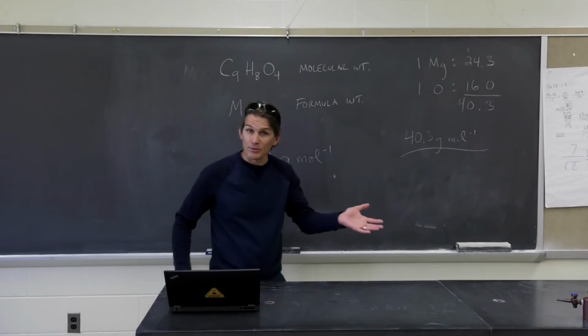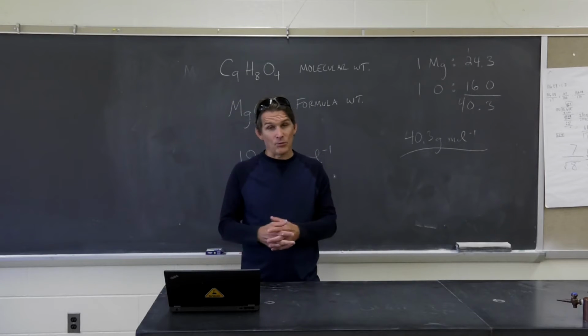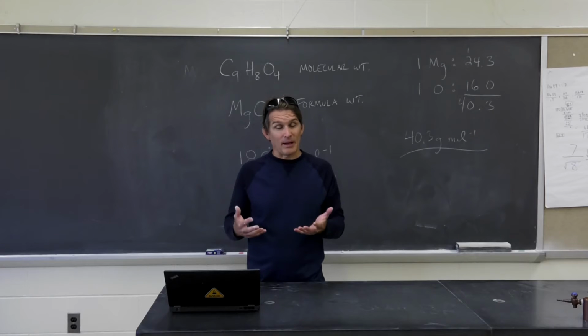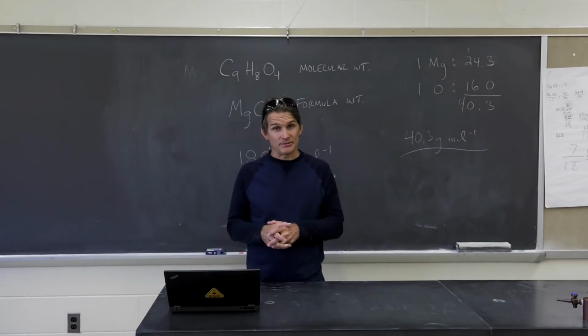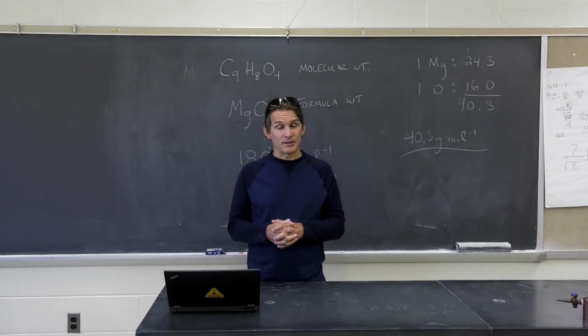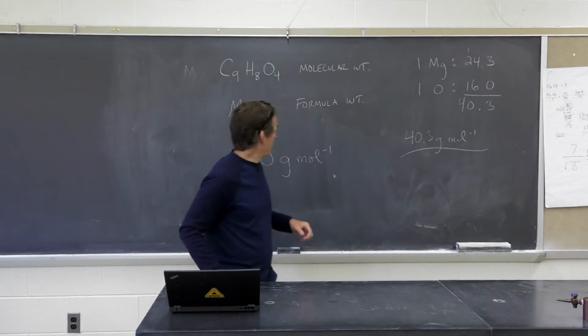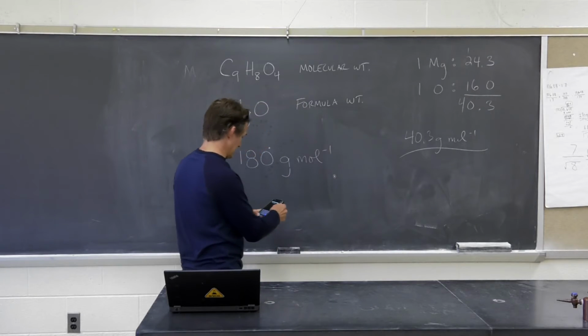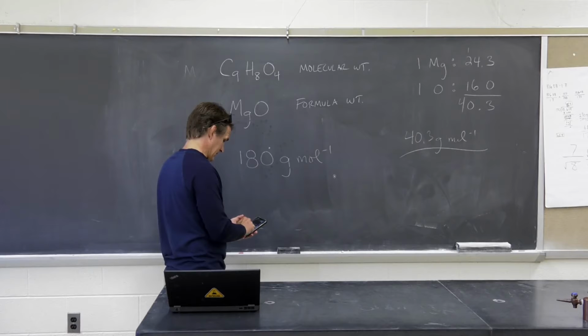So if I take a sample of water and analyze that water, it's always going to come out that about 89% of the mass in that water is oxygen, and 11% by mass in that compound is hydrogen. Let's look at these. Let's do magnesium oxide. So I'm going to take, let's see, 24.3.